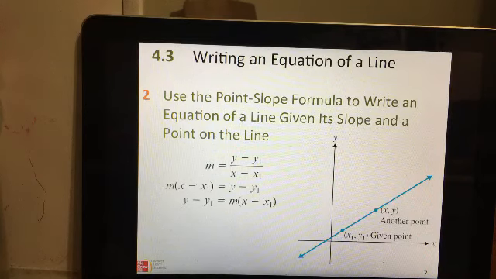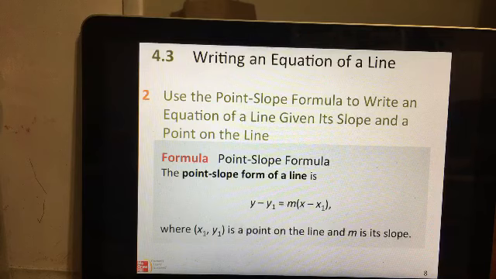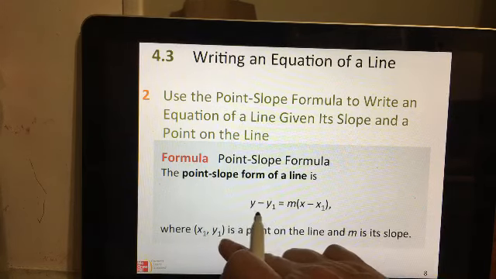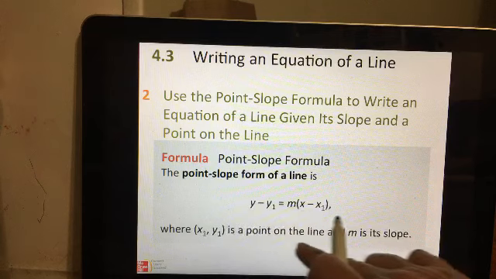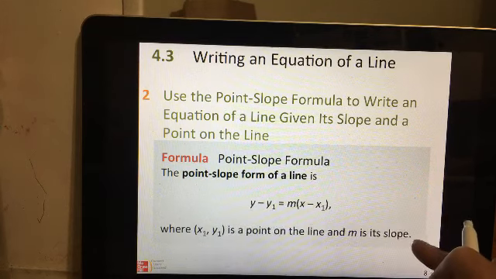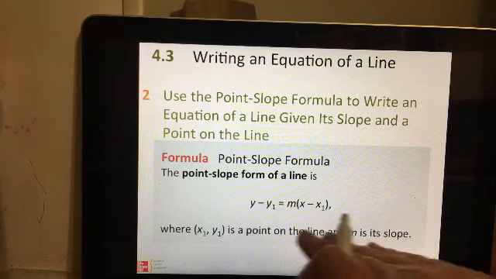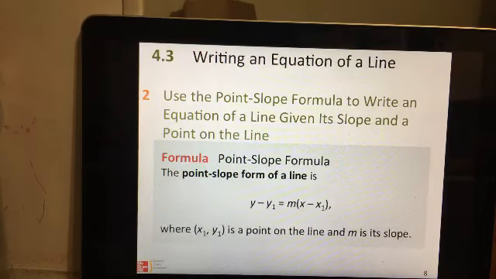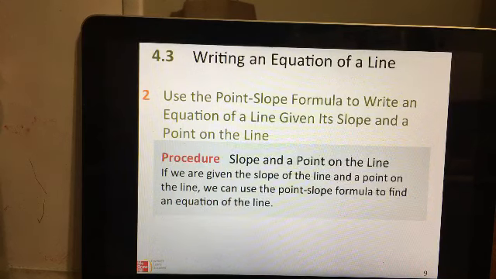Okay, so now let's go on to the next slide where we're going to see the formal point slope formula, which is just what we had on the screen. And they're saying (x1, y1) is a point on the line. That's the given point. And m is the slope of the line. So if you're given a slope and a single point, you want to use the form of the line that is developed for a point and a slope. Okay, the slope and a point on the line. If we are given the slope of the line and a point on the line, we can use the point slope formula to find an equation of the line.